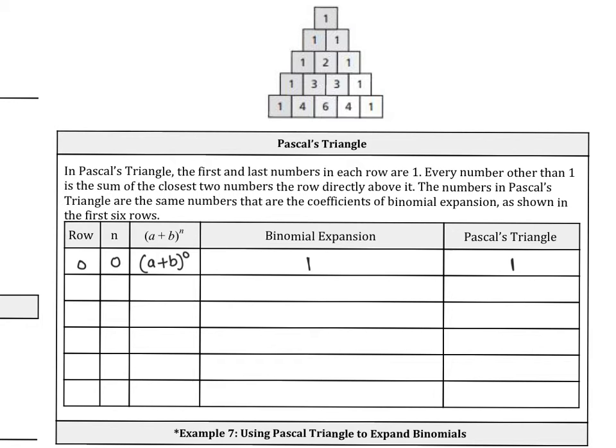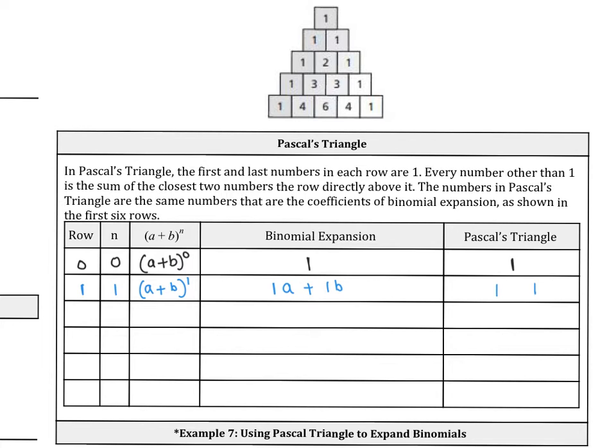In the next section, the row is 1, so n is equal to 1. A plus b to the power 1. Now you're going to have 1a plus 1b, because this is just a plus b. Rather than just writing a plus b, we are going to write 1a plus 1b, and you can see that this is the first row right here. And in the Pascal triangle, we just write 1 and 1.